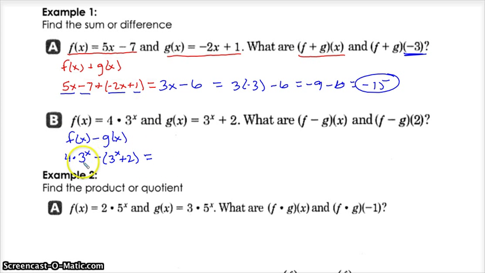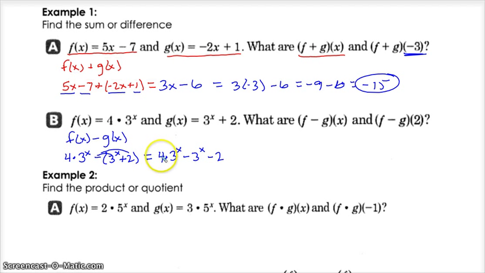All right, and rewriting this, I see that the negative sign has to go to both 3 to the x and to 2. So I'm left with 4 times 3 to the x minus 3 to the x minus 2. Again, that negative sign gets distributed. All right, this is where it gets a little bit tricky.